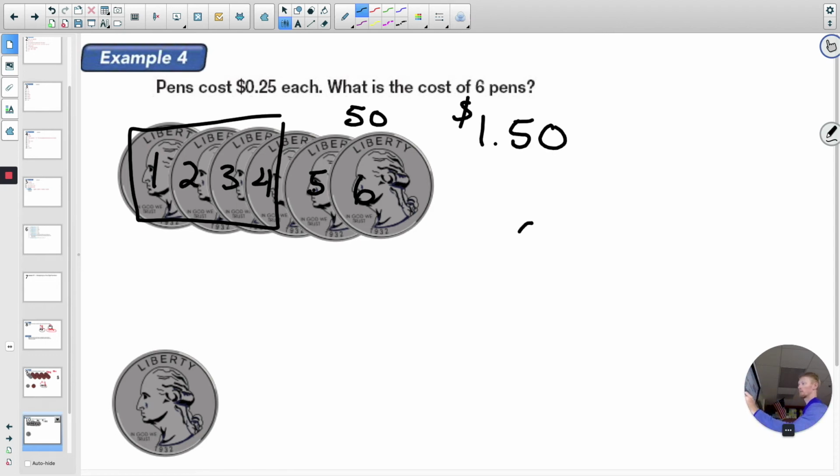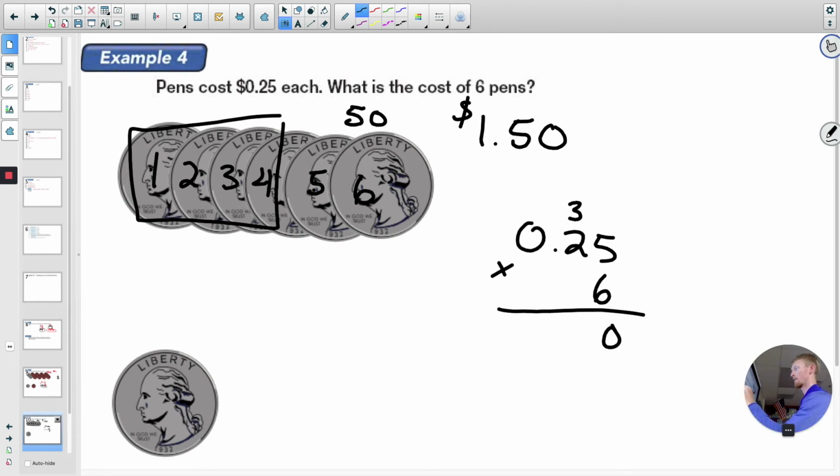Or if you wanted to multiply it, 0.25 times 6, you'd come up with the same answer. 6 times 5 is 30. Save the 3 for later. 6 times 2 is 12, plus 3 is 15. $1.50.